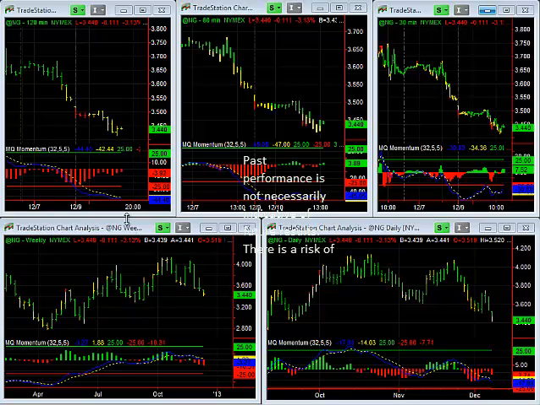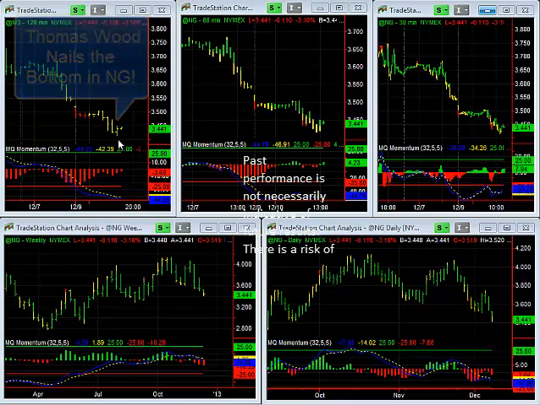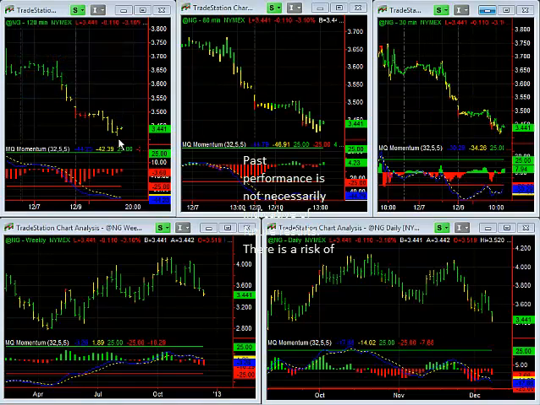This is a screenshot that I don't share very often, but this is one of my favorite workspaces where I'm able to look at a number of different time frames from a single window. And in this particular case, earlier today, Thomas Wood let me know that there was an opportunity forming in the natural gas market. So we actually bought a few contracts and took advantage.